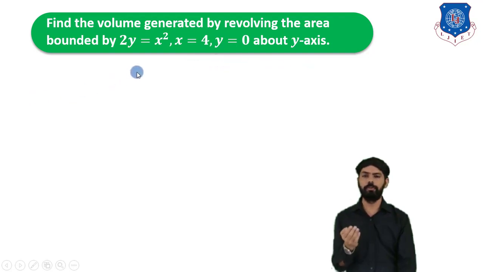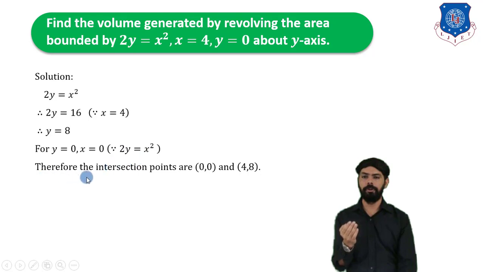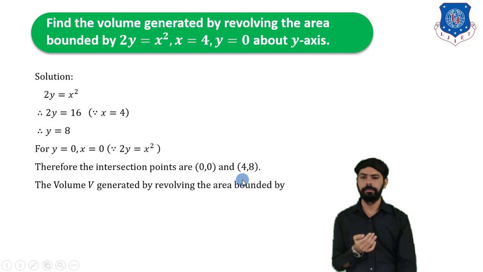So here first of all we will find out intersection points. So here 2y is equal to x square and x is 4. So this will be 2y is equal to 16 because x is 4. Therefore y is equal to 8. And for y equal to 0, x equal to 0 because 2y is equal to x square. Therefore the intersection points are 0, 0 and 4, 8.